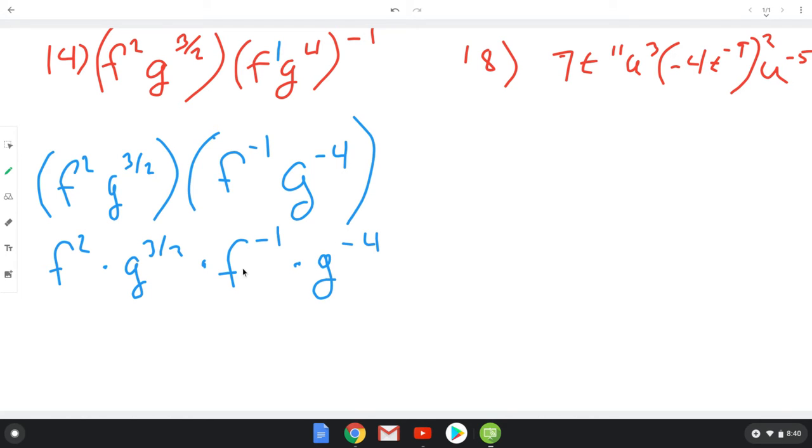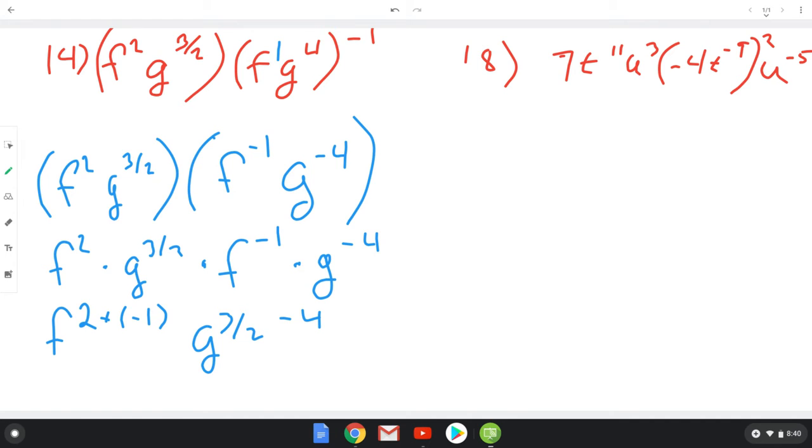So when they're being multiplied, then I can add the exponents of the ones with the same base. Since these are both f's, I can just add the exponents. So that's f to the 2 plus -1, which is the same thing as 2 minus 1. And then g, 3/2 plus -4 is the same thing as 3/2 minus 4.